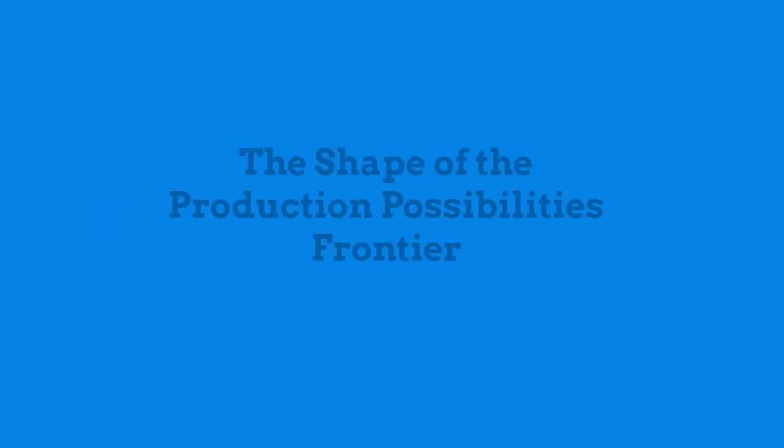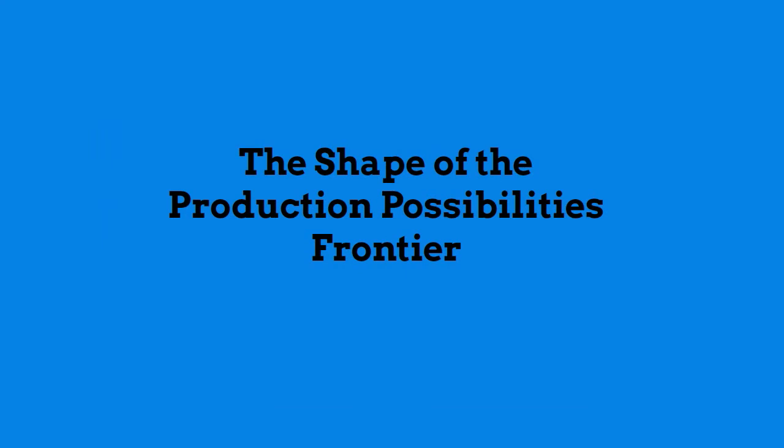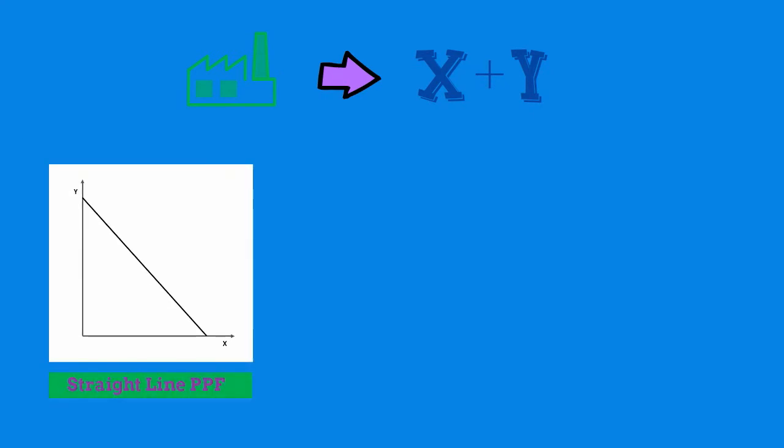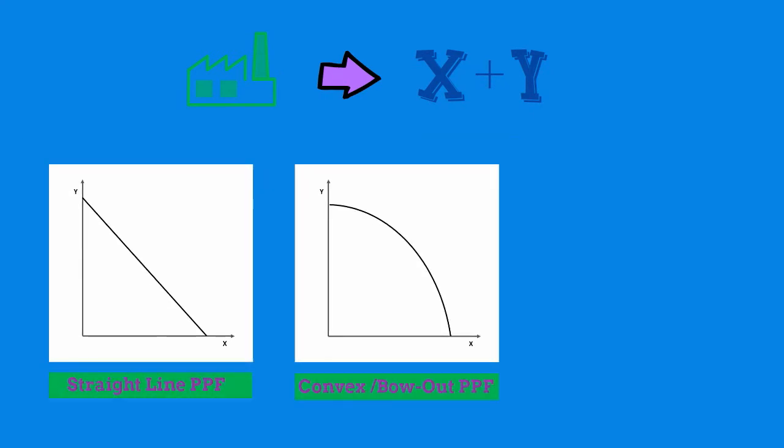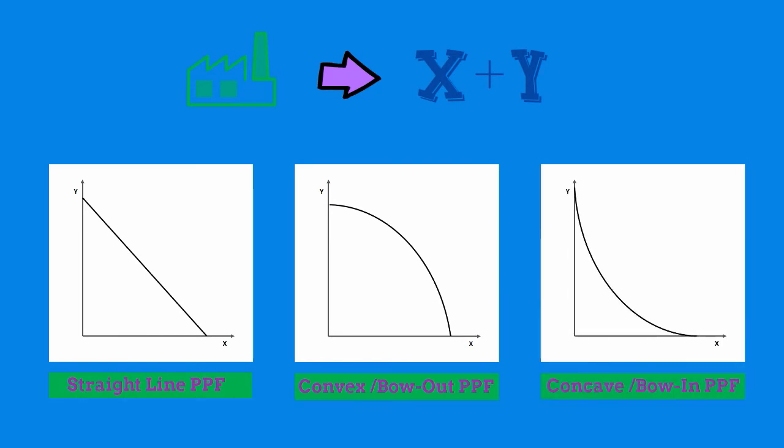The shape of the production possibilities frontier. Consider an economy which produces only two types of goods, X and Y. There are three ways to draw the production possibilities frontier. These are 1. Straight line, 2. Convex or bowed out curve, and 3. Concaved or bowed in curve.